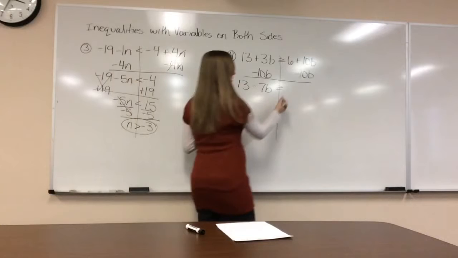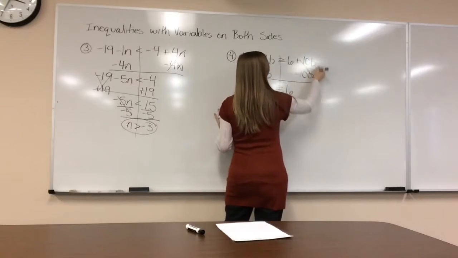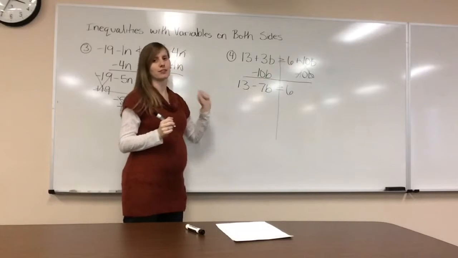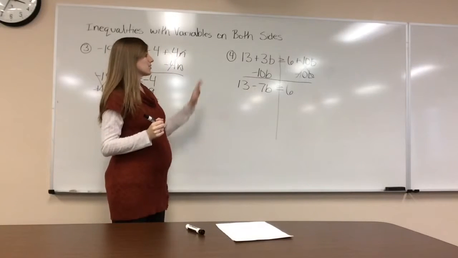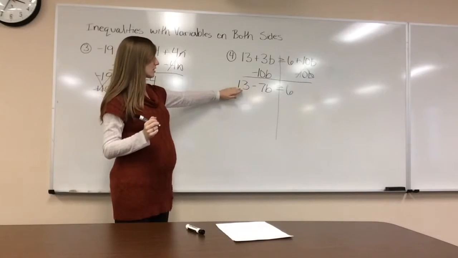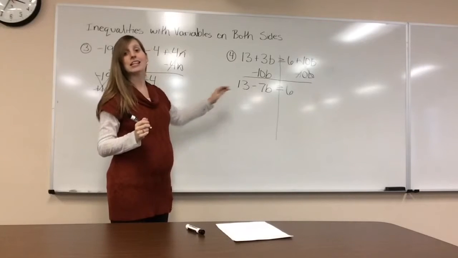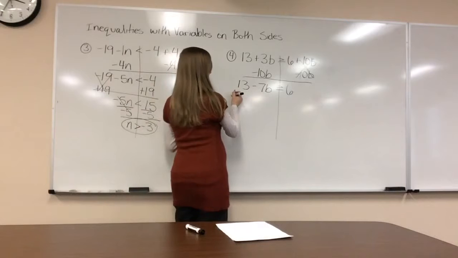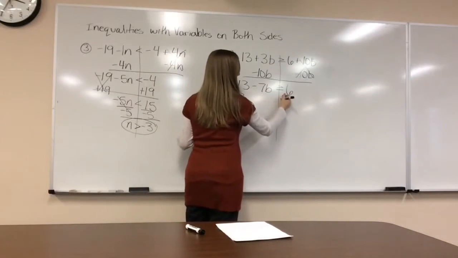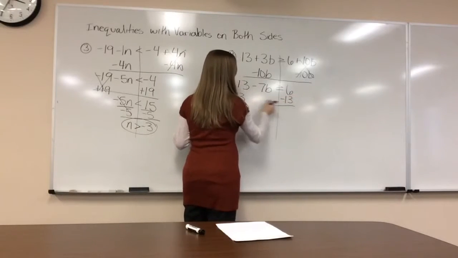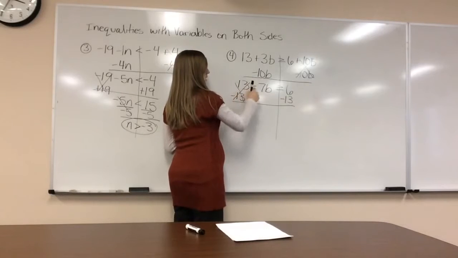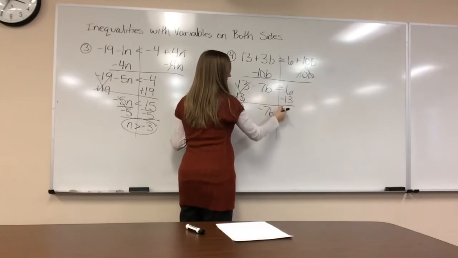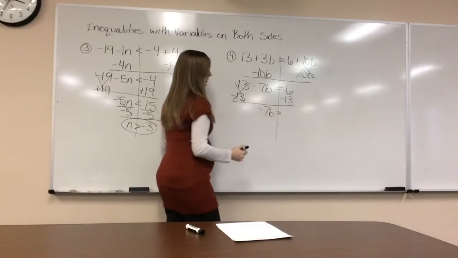I need to bring down the 6, and my 10b's cancel, which is great because now I only have letters on the left, which is what I want. Now to move the numbers to the right. The 13 needs to be canceled. It is a positive 13, so the opposite would be negative 13 or minus 13 on both sides. 13's will cancel. My negative 7b just drops down. So does my greater than or equal to sign.